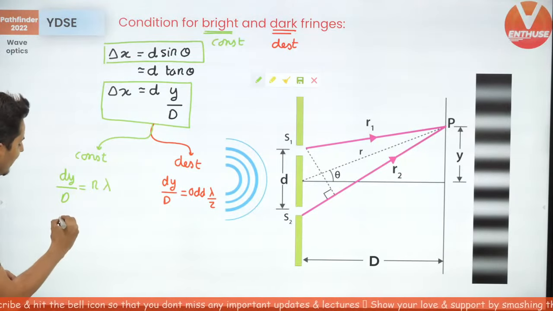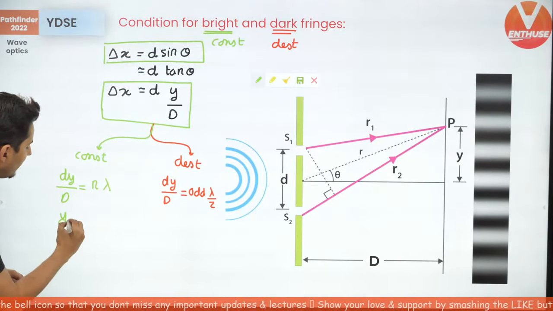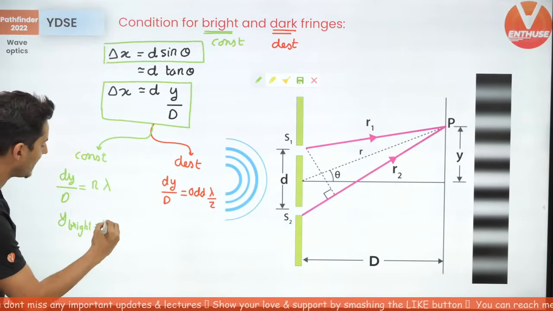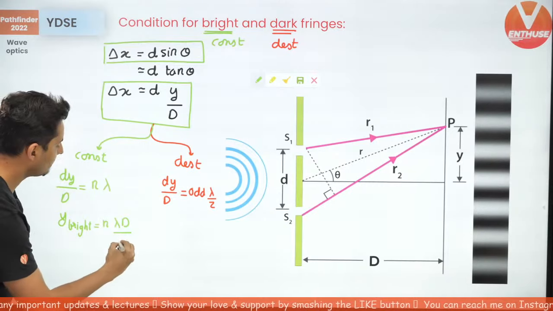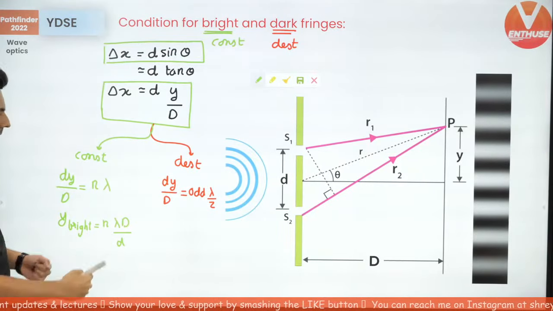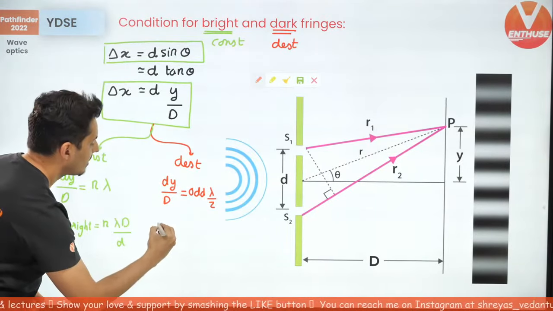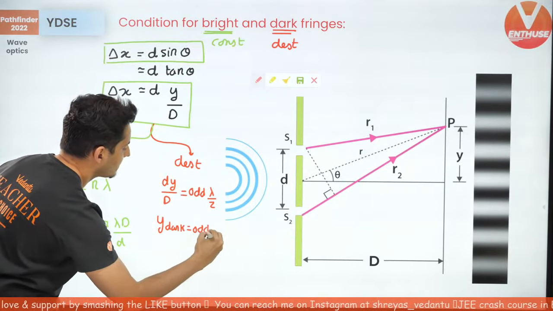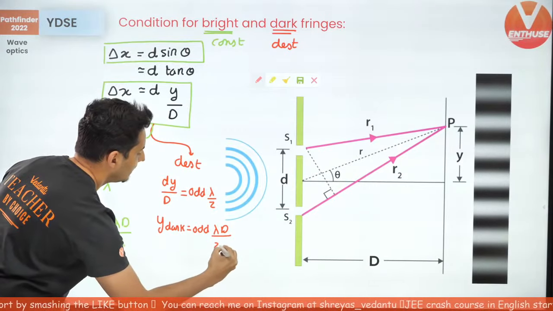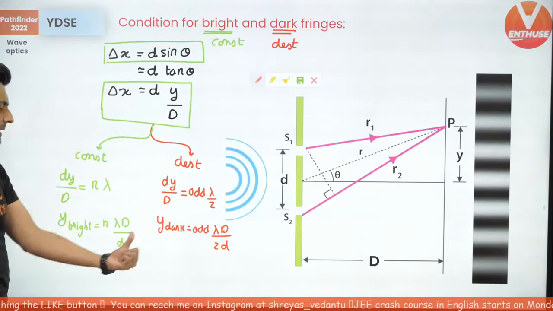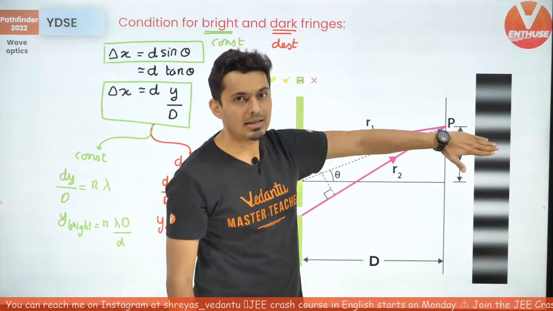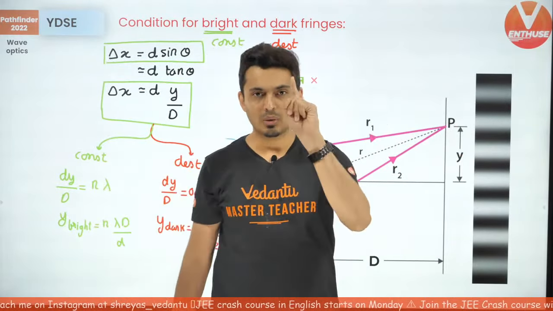So this is the condition. Now from this you can find the y coordinate. The y coordinate of the bright fringe will be n times lambda D by small d. And the y coordinate for the dark fringe will be odd times lambda capital D by 2 small d. Both of them are different, and that's the reason why you get alternate bright and dark.